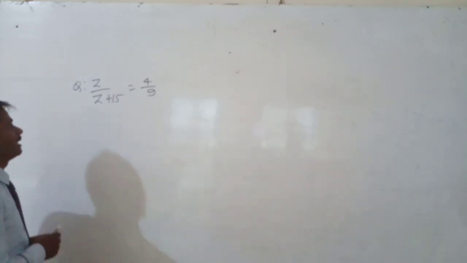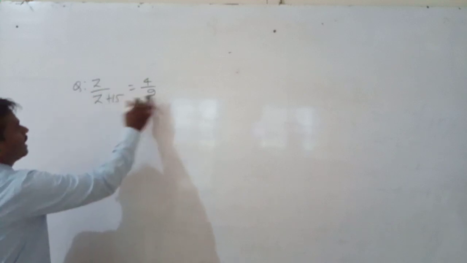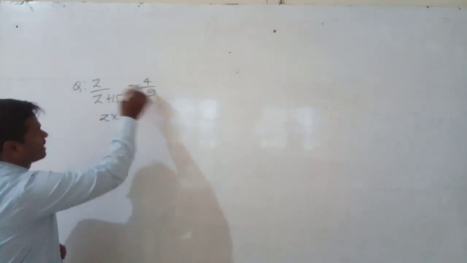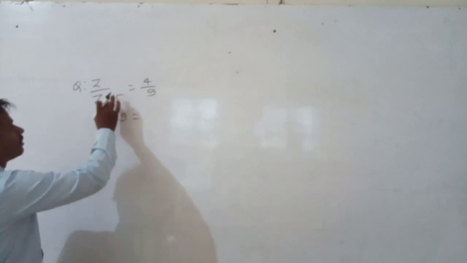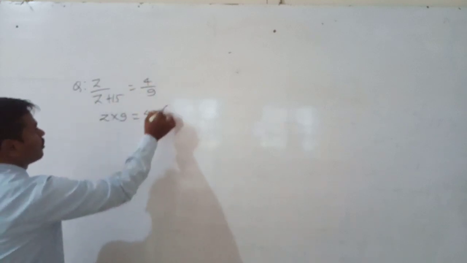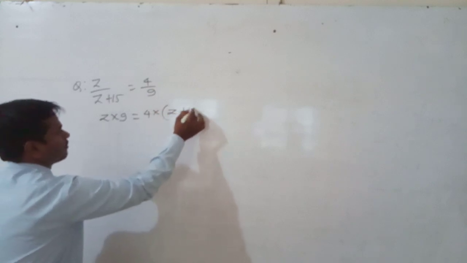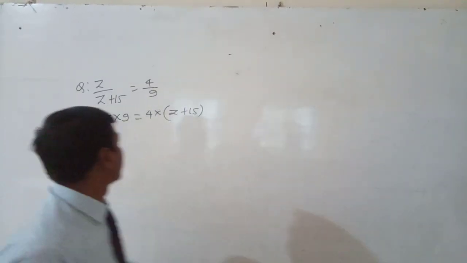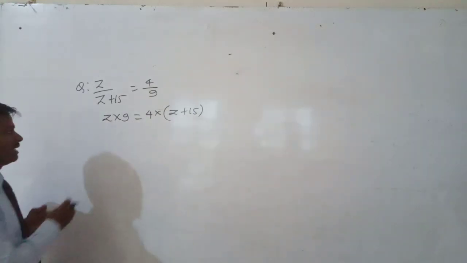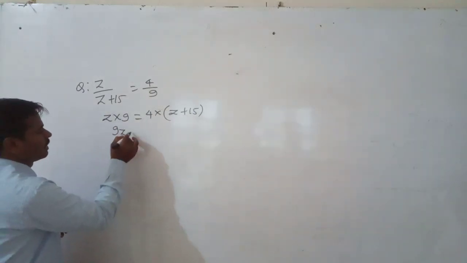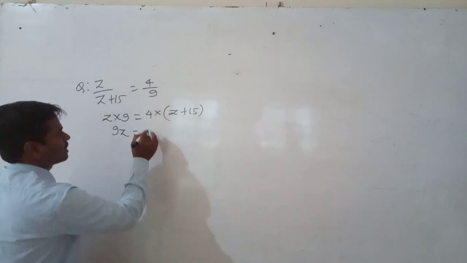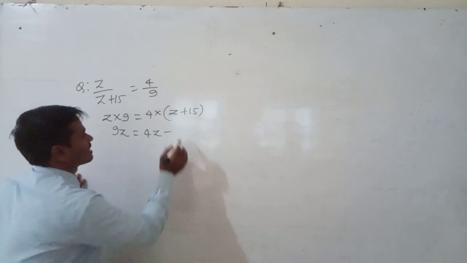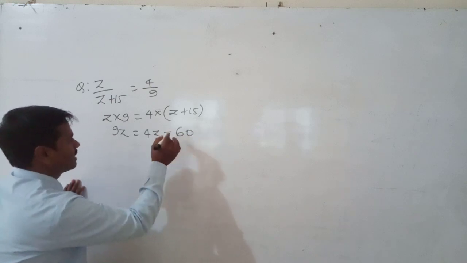Now what is given here? z into 9. We can cross multiply. z into 9 is z into 9. If we shift to the right side, 4 into z plus 15. Division will become multiplication. Now what are we getting here? z into 9 is 9z. 4 into z is 4z. 15 4s are 60. Plus is 60.